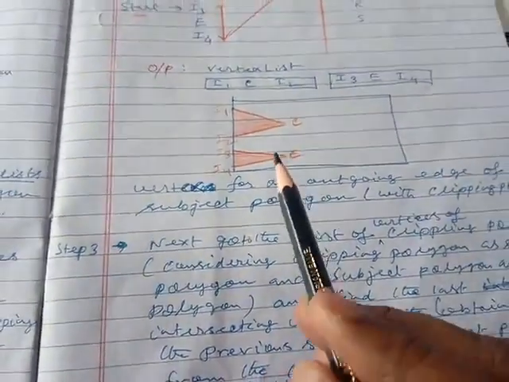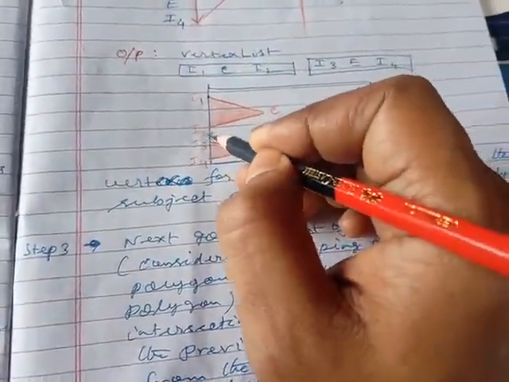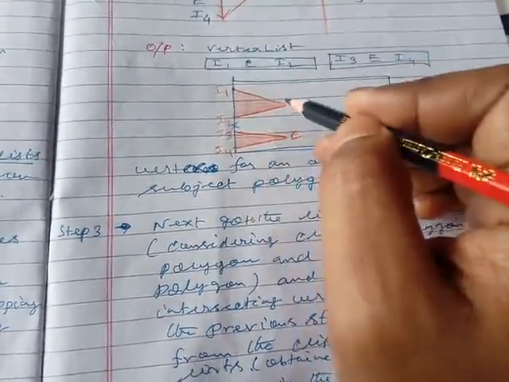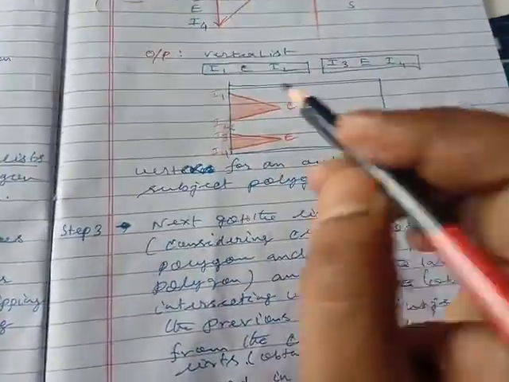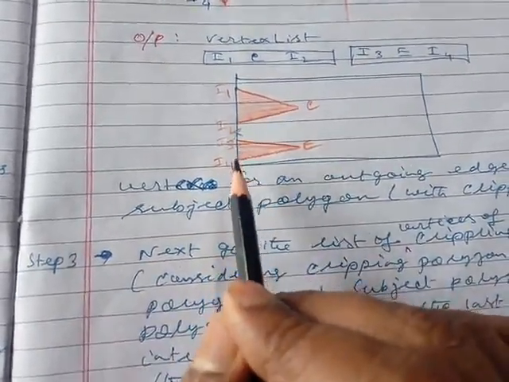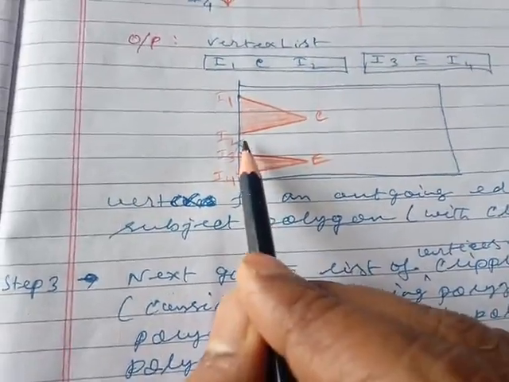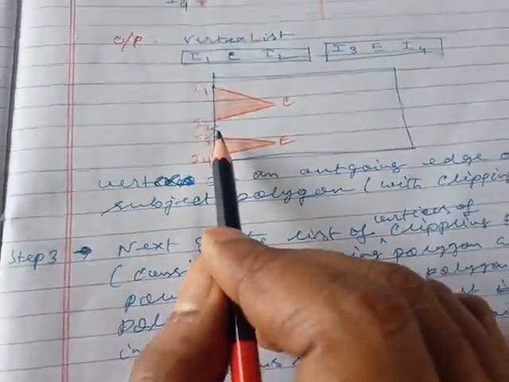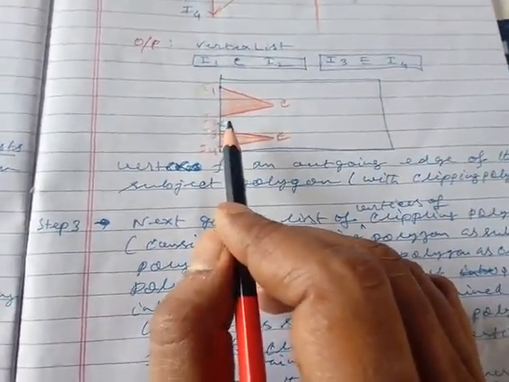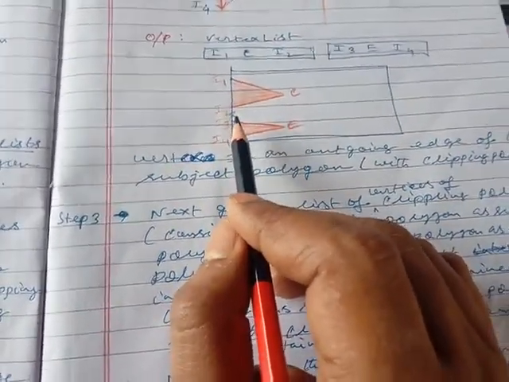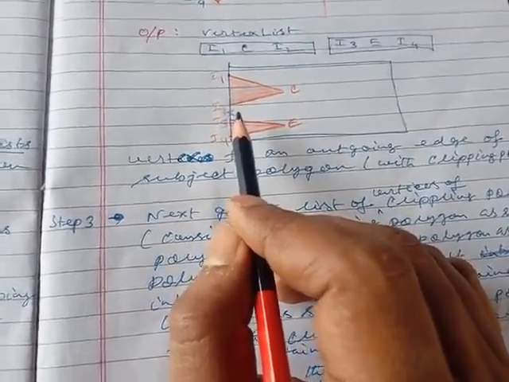And it is worthy to note that there will be no extraneous edges joining these two isolated clipped regions. So one clipped region is I1, C, I2, and another is I3, E, I4, but there will be no extraneous edges. And by this way, this Weiler-Atherton algorithm can overcome the drawback of having extraneous edges for the concave shape polygon. I hope this algorithm is clear to you all.